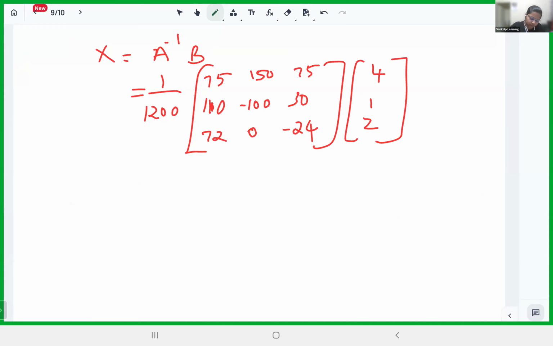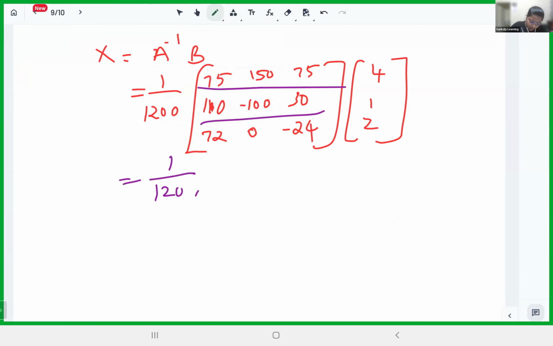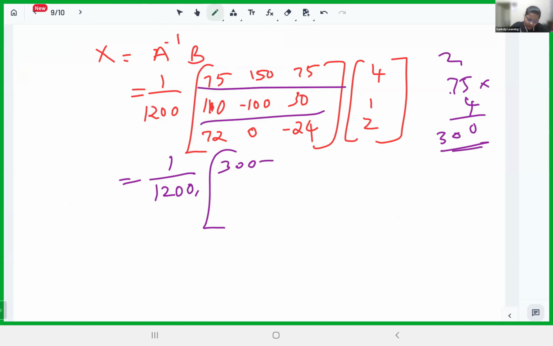All right. Now you have to do the matrix multiplication. So that is equal to 1 by 1200 into 75 into 4. Right, 75 into 4 means it is 300, right? It is 300. So this is 300 plus 150 plus 150. 75 into 2 is 150.